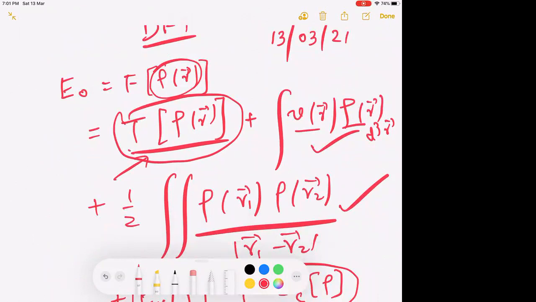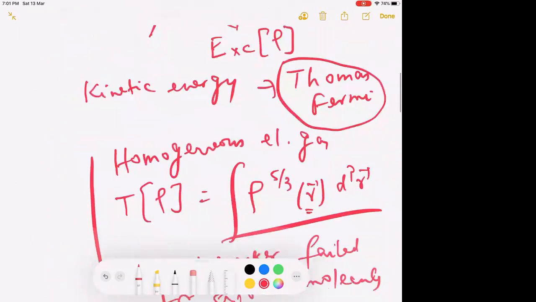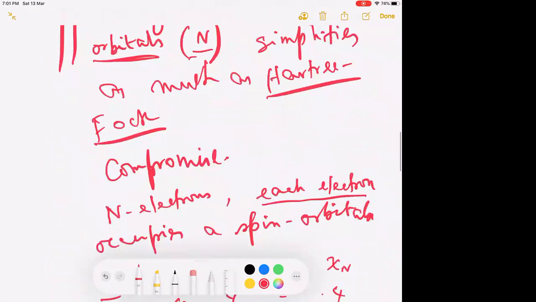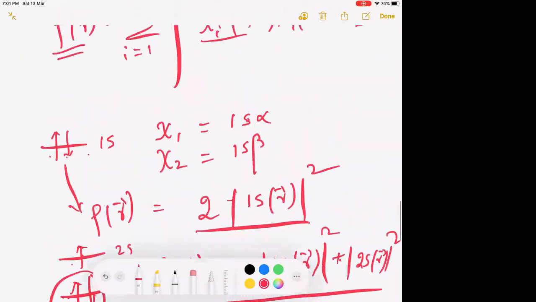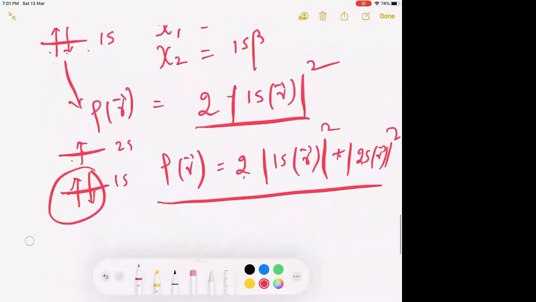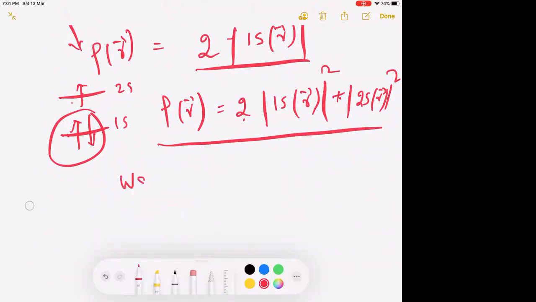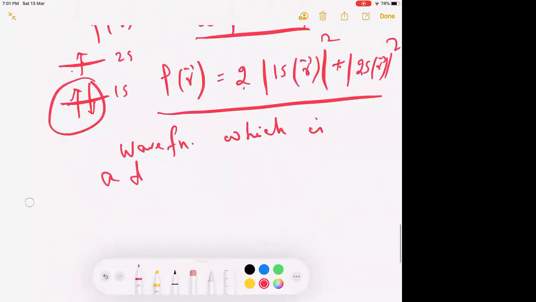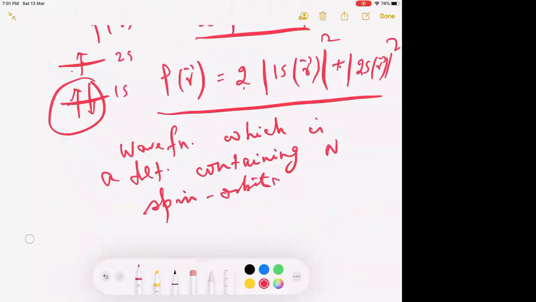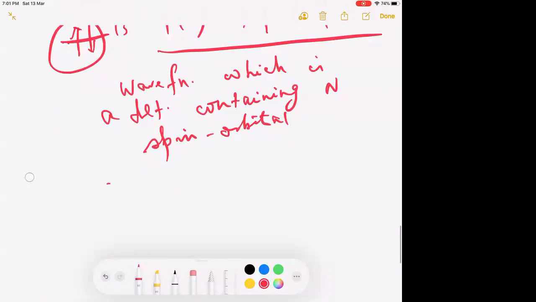I have to now write down what the kinetic energy is. So the kinetic energy was written by using the fact that now I have n spin orbitals. It's very easy to write this kinetic energy. Assume that I have a wave function which is a determinant, just like in the case of Hartree-Fock, containing n spin orbitals. And then what will be the kinetic energy? Note that the kinetic energy operator is minus half Laplacian.